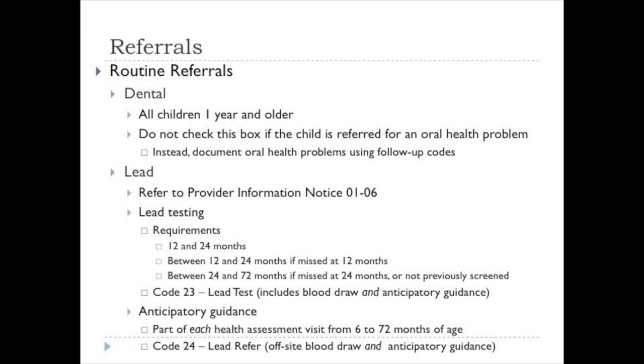Under Additional Screenings, you will write code 23 for lead testing. This codes for blood drawing for lead testing and anticipatory guidance for children up to 2 years of age. Code 24 is for lead referrals. This codes for off-site blood drawing for lead testing for children up to 2 years of age, in addition to anticipatory guidance.